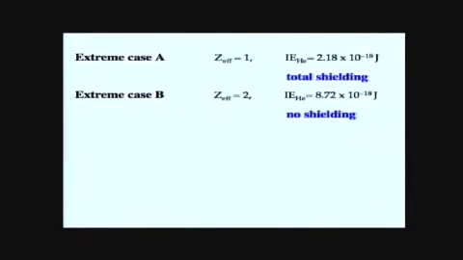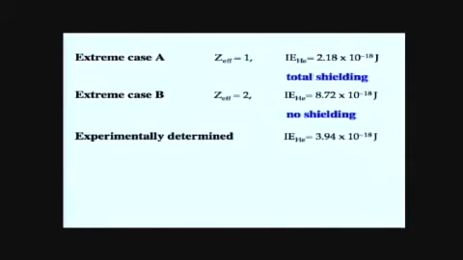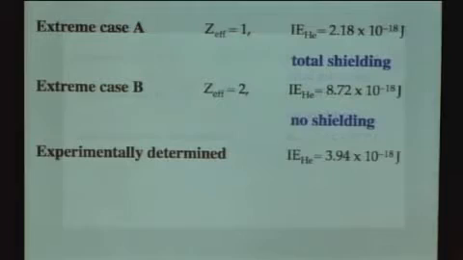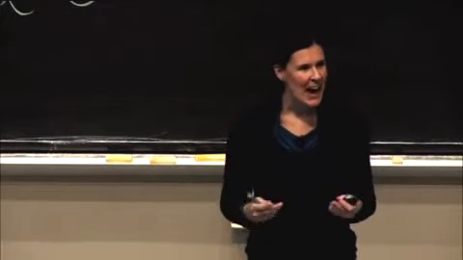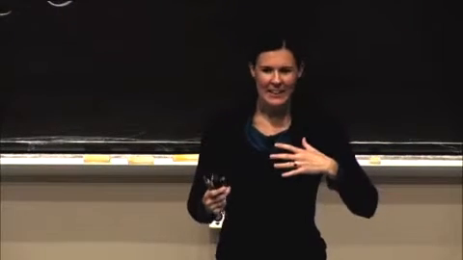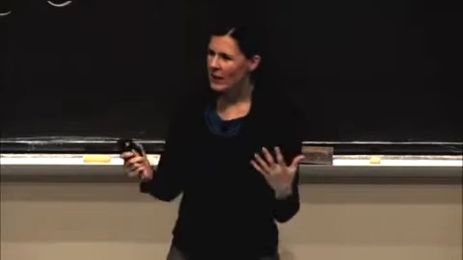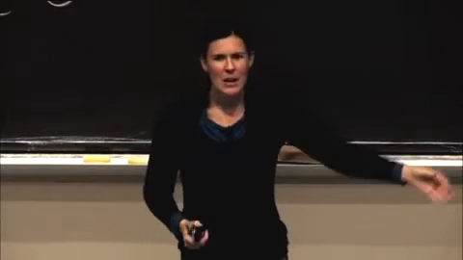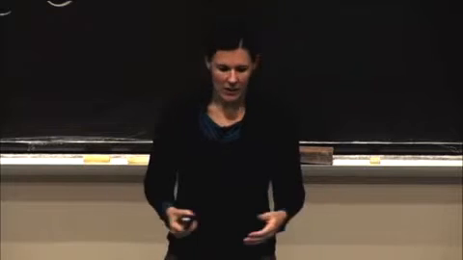So we know the extreme cases, but what is the reality? If we think about the ionization energy and we measure it experimentally, we find that it's 3.94 times 10 to the -18 joules. And what you can see is that it falls right in the middle between the two ionization energies that we would expect for the extreme cases. This confirms what we would expect: in reality, some shielding is going on, but it's not total shielding, and at the same time, it's not no shielding at all.